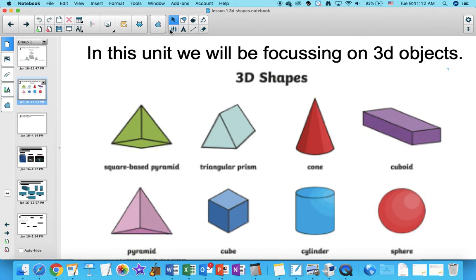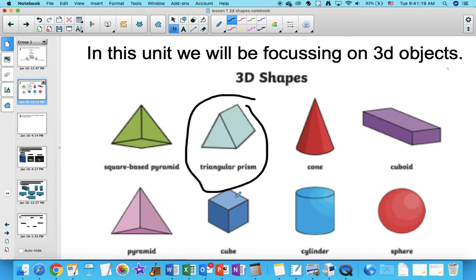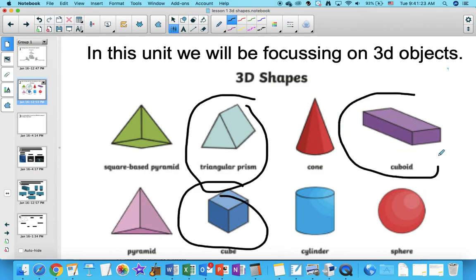Now, there are three shapes that you probably will need to know for sure. One of them is the triangular prism. The second one, the cube, cuboids, or rectangular prisms, and definitely the cylinder. I would say the cylinder is probably the hardest one to talk about and the hardest one to learn, so when we get to that lesson, I highly recommend you watch the videos and do the practice.